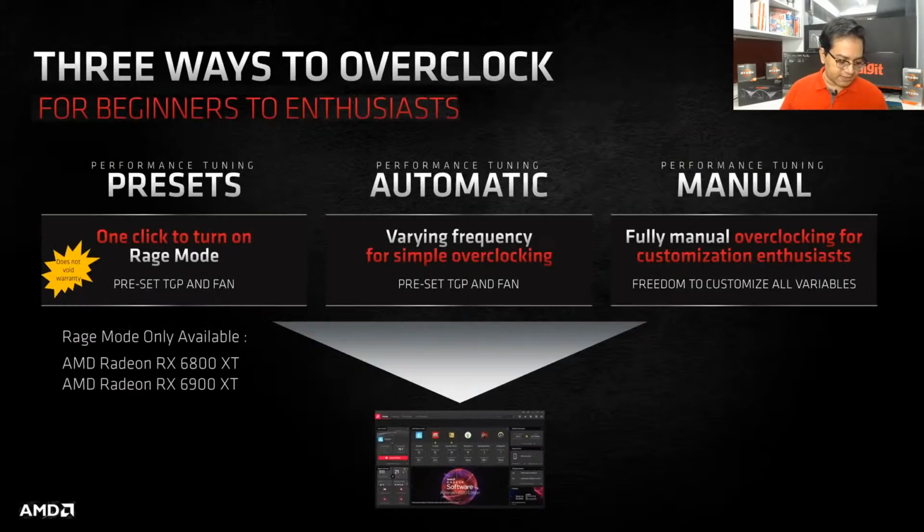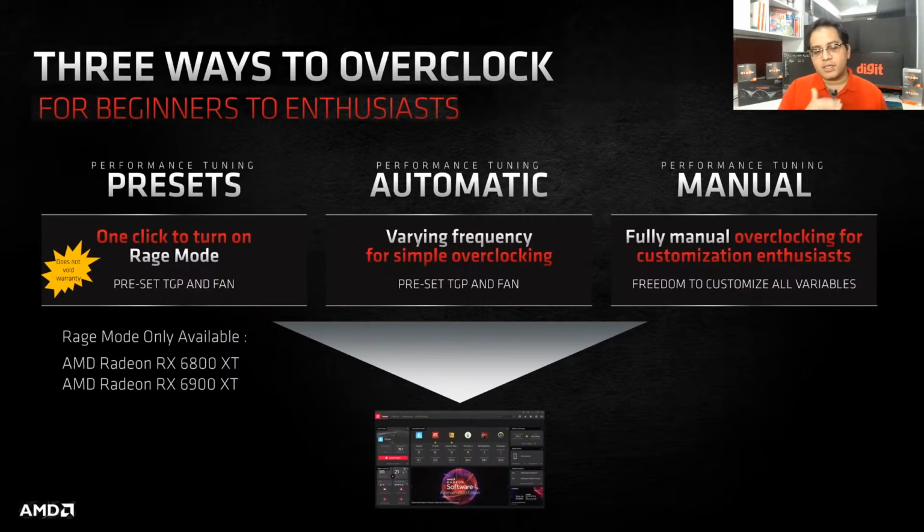Now, those were features. Now, this is more about overclocking. Overclocking used to be the domain of enthusiasts, but with improvements in the Radeon software, anybody can get a performance boost depending on which of these presets they are looking at. There's Rage Mode, which is a single toggle within the 6800 XT as well as the 6900 XT that gives you instant performance boost. The software basically tries to overclock on its own and figure out exactly how much more performance you can get depending upon your hardware, as well as the kind of cooling that you have in place. Then you have performance tuning via the automatic overclocking method.